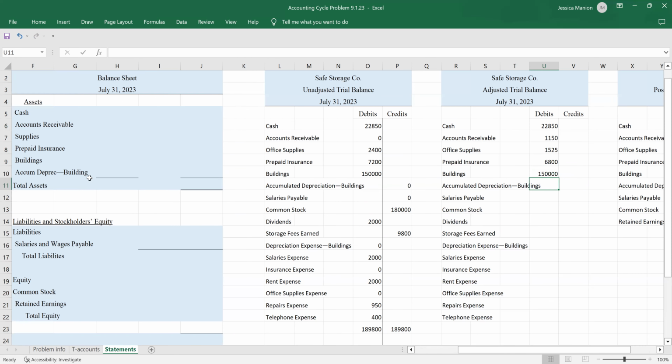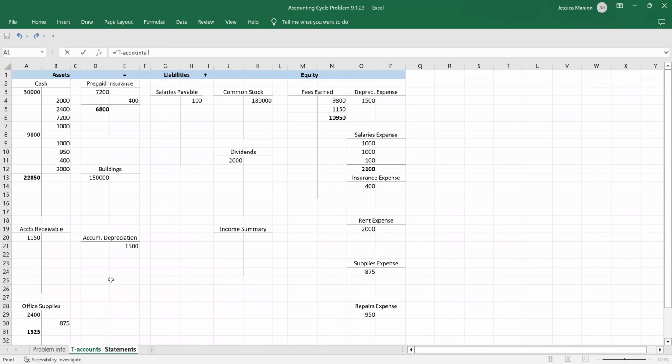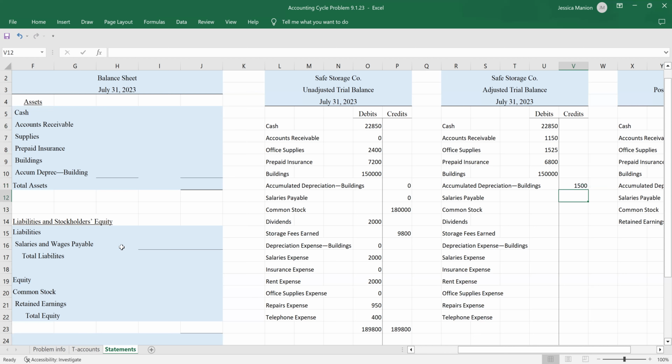150,000 in buildings. All right, so remember, accumulated depreciation has a normal credit balance, right? Because it reduces buildings. Buildings are an asset. Assets have a debit balance. So this contra asset account, accumulated depreciation, it has a normal credit balance, okay? So equals, we go back to accumulated depreciation, 1,500.